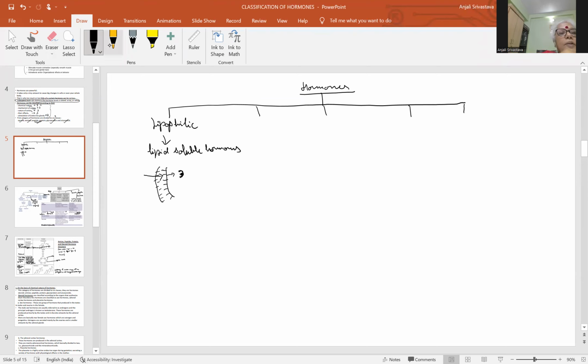Now we will see the effect of the classification of hormones on the basis of their reception, on the basis of mechanism. Lipid soluble hormones are mainly of 3 types. Mainly we call them steroids.